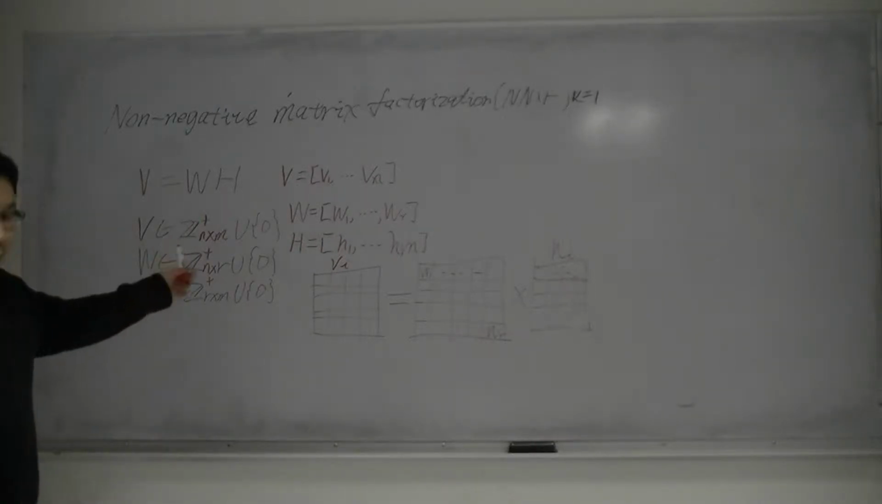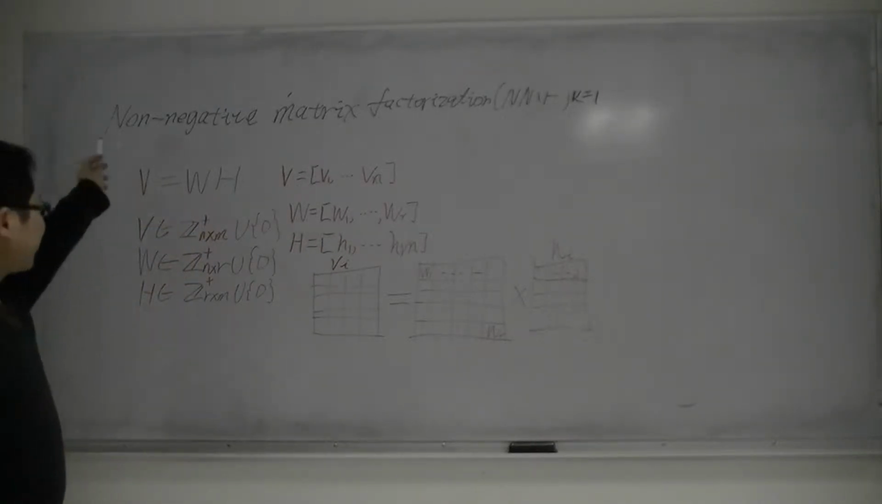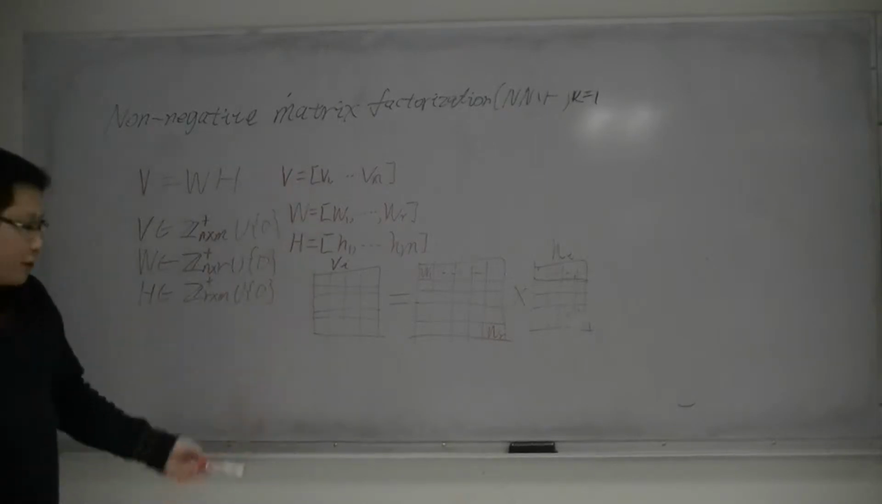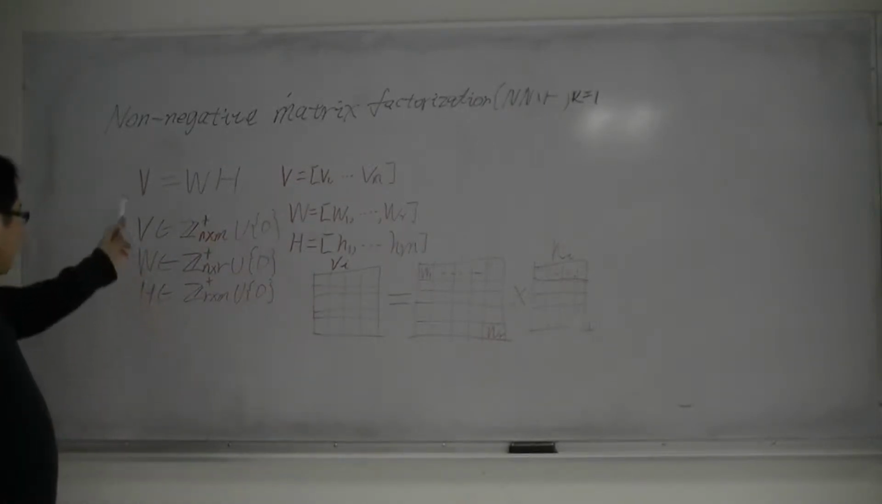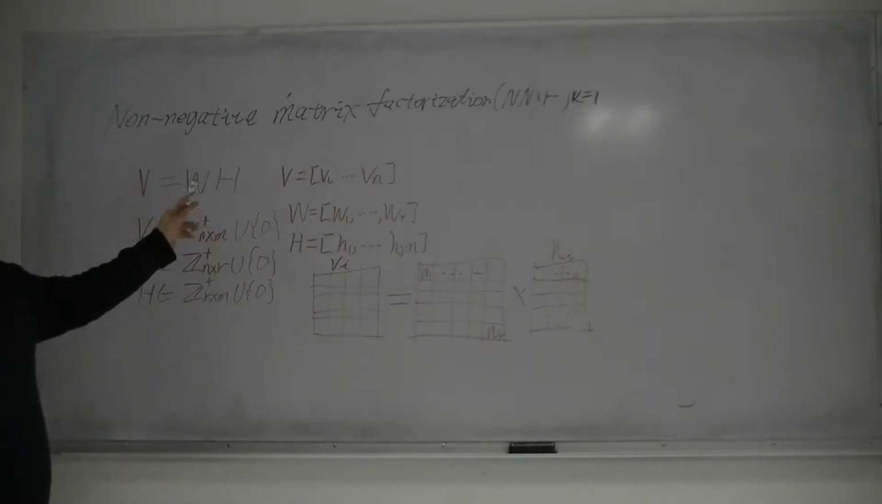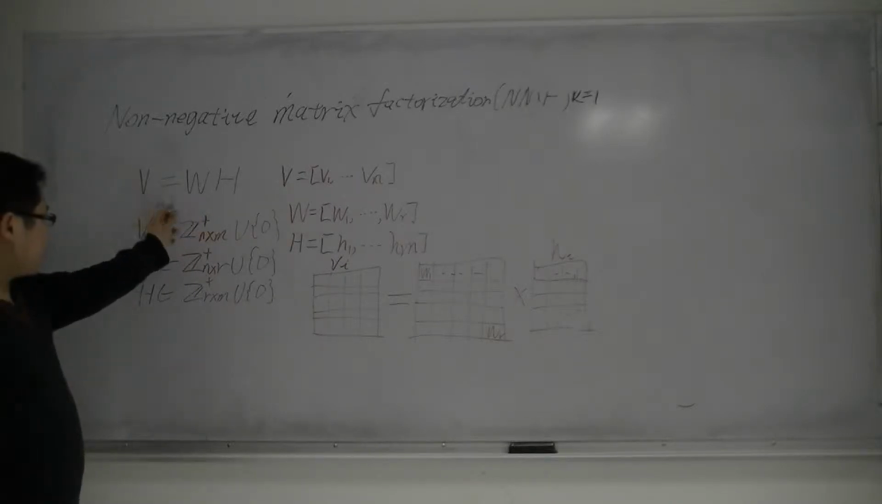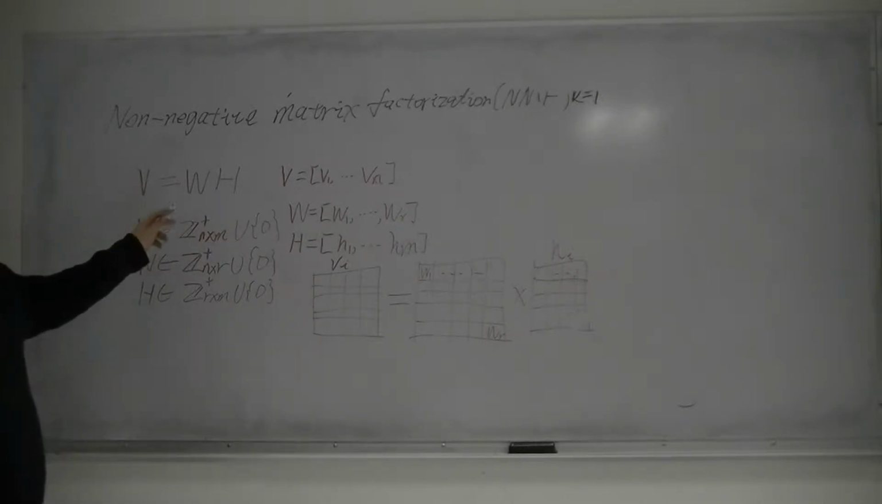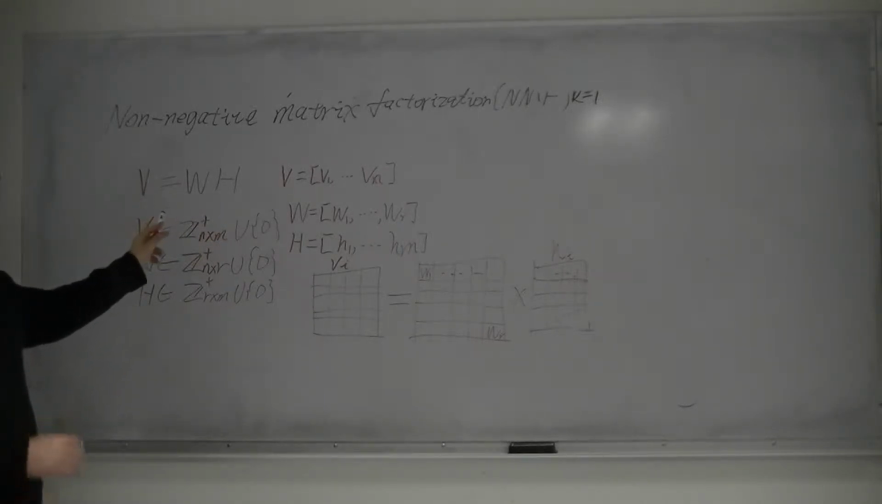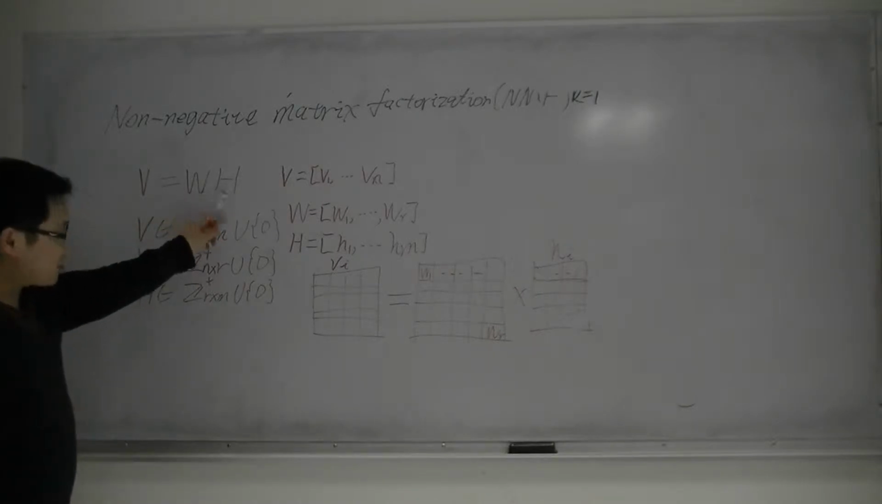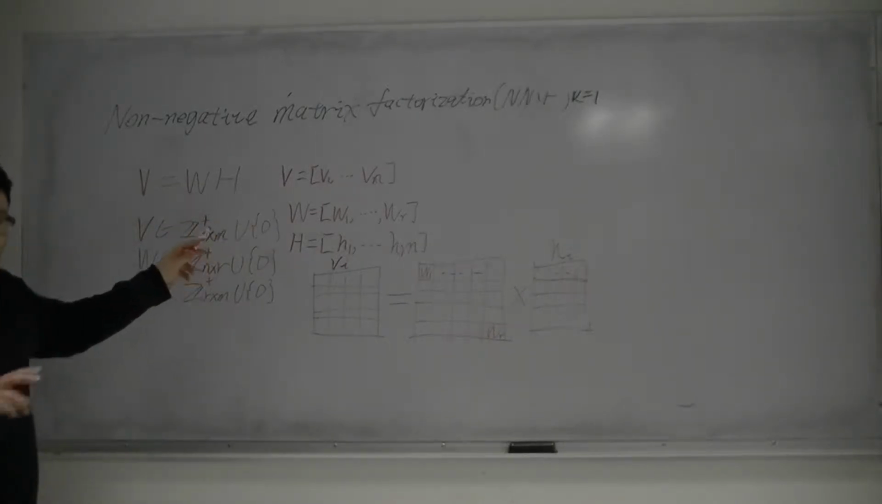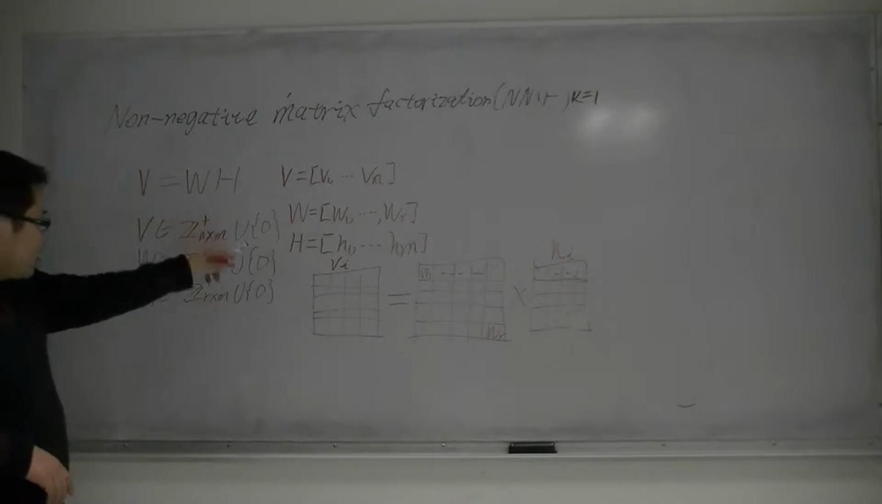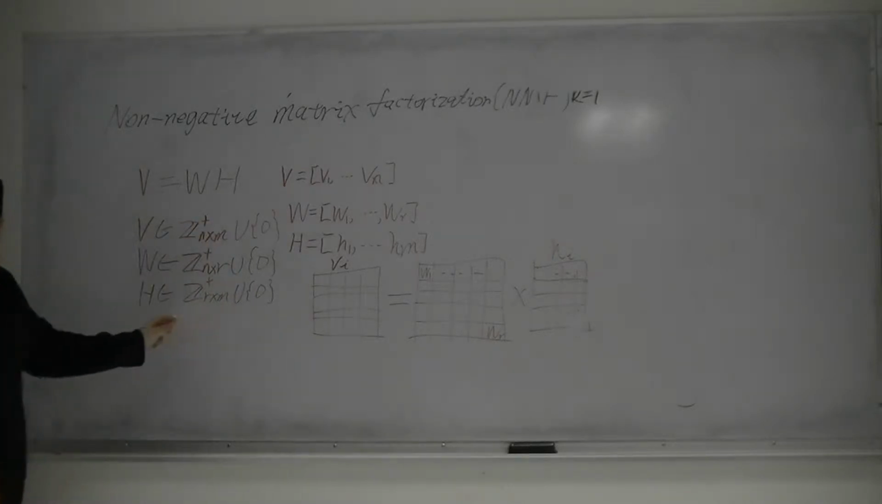This is last class I taught: non-negative matrix factorization. It can be summarized like this. This is the original samples. It can decompose into two matrices. It requires that the elements in both of these two matrices must be non-negative. So it can be expressed as this.